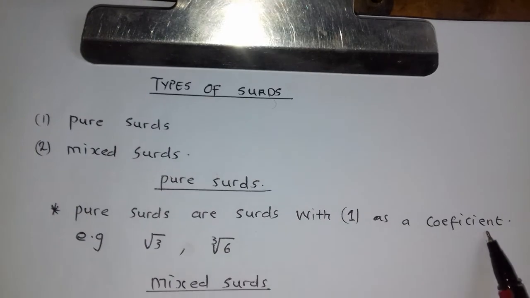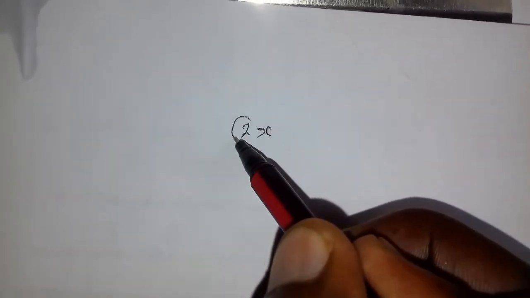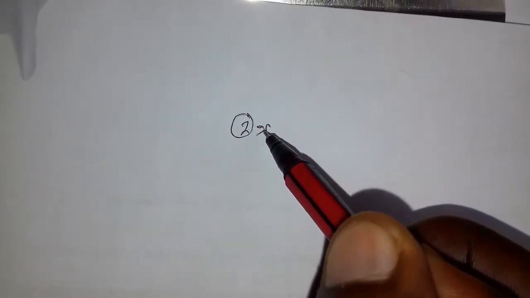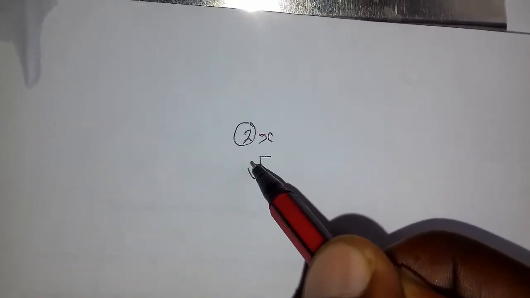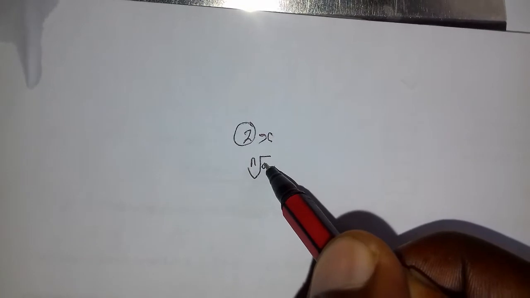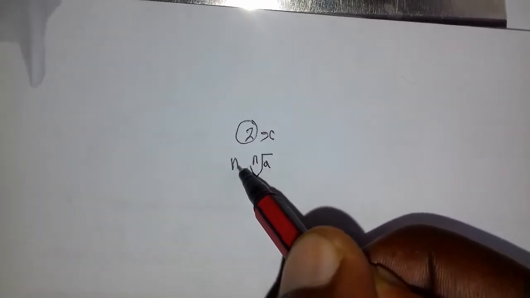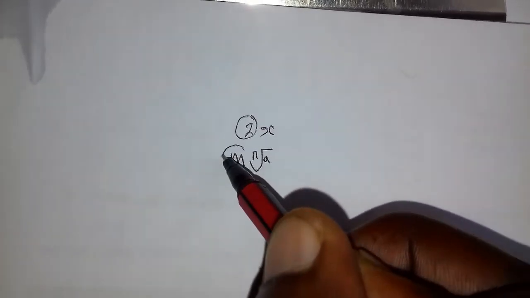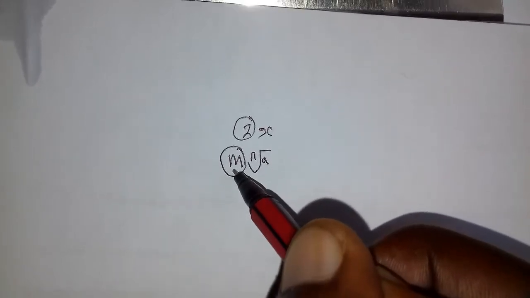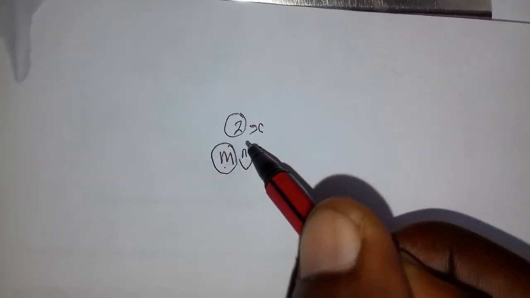Now what's the meaning of this word coefficient? If you are given a variable x and preceding it there is 2, this 2 is called the coefficient of x. Now we are dealing with SADs. When you have a SAD written in the form nth root of a, and here we have m, this m is called the coefficient of this SAD.